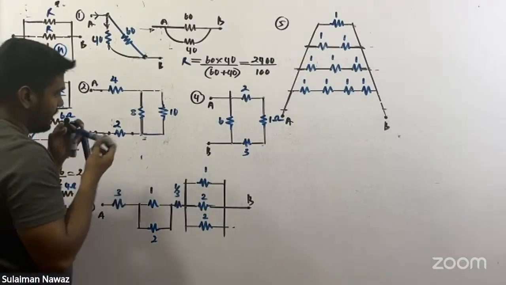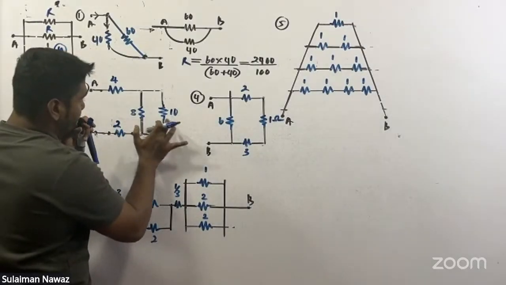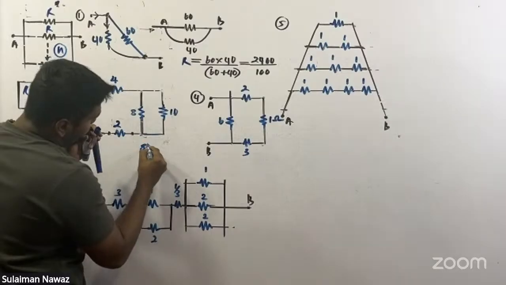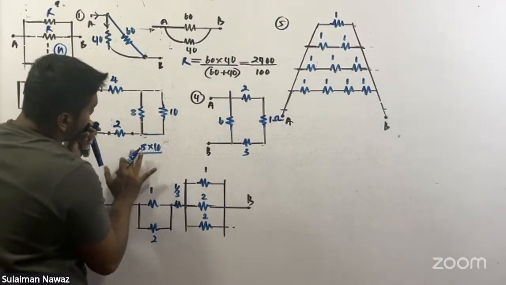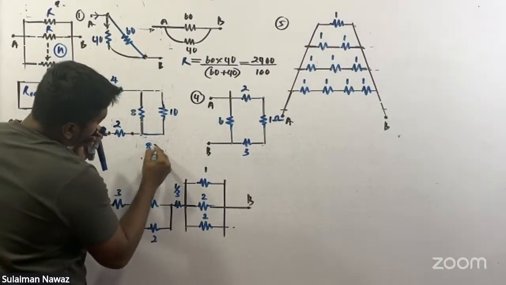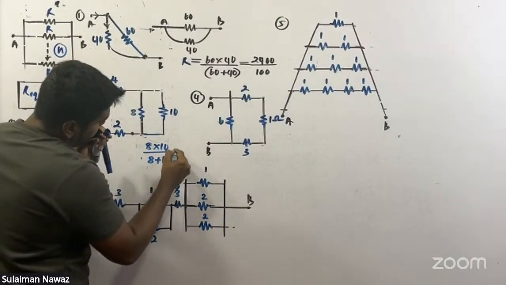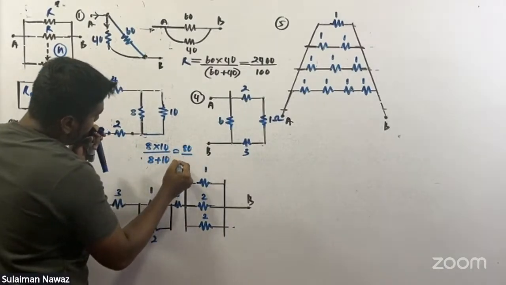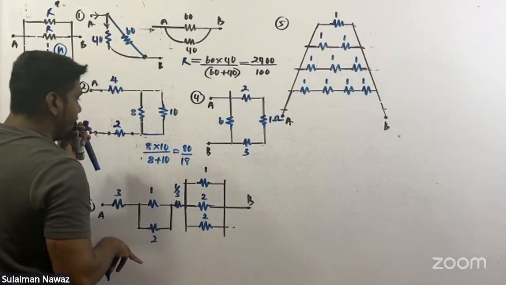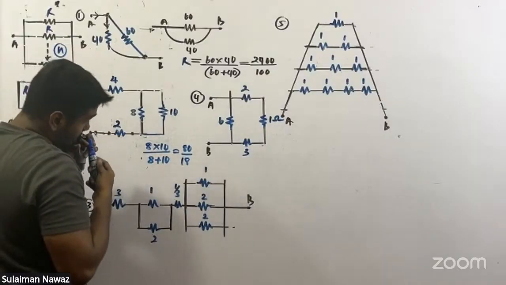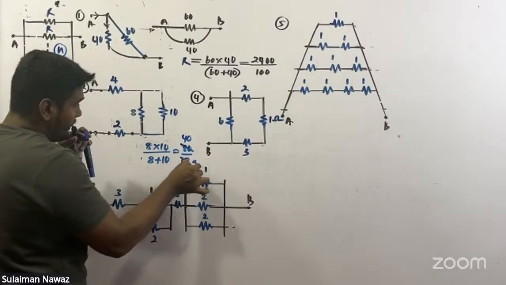Then you know how to find the equivalent between these two. The equivalent going to be 8 and 10 parallel: 8 into 10 over 8 plus 10. Here that means 80 over 18. If I divide by 2, 40 over 9 something. All right.